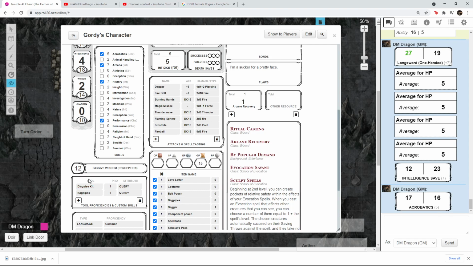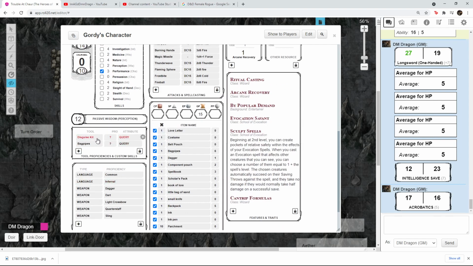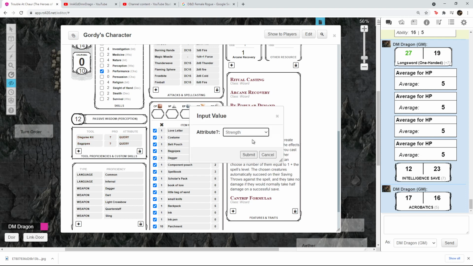So tools are generally used to do an assortment of things. In this instance, a disguise kit is used to disguise yourself, pretty straightforward. And bagpipes are used to play music. So you can click on those for a disguise kit. Usually that is intelligence or wisdom. So we'll say intelligence for this.